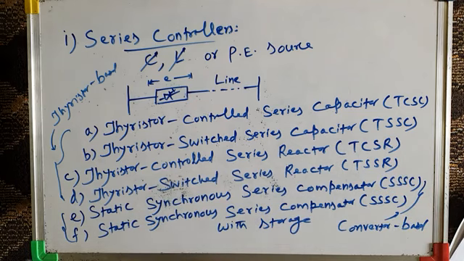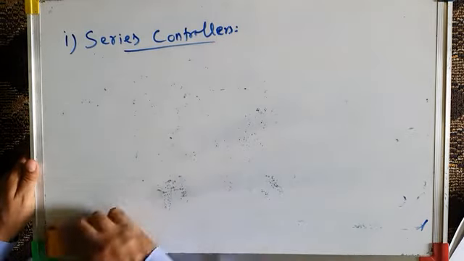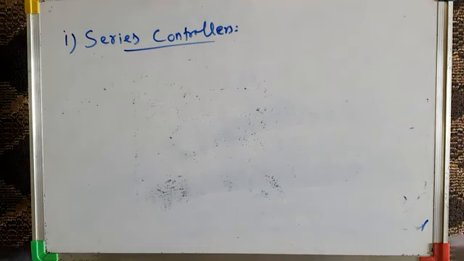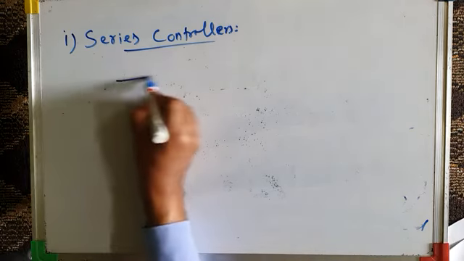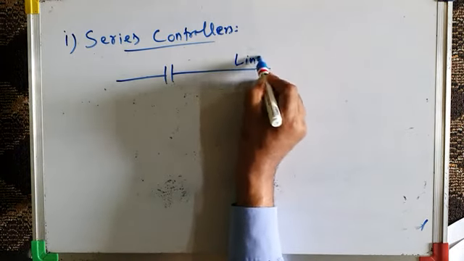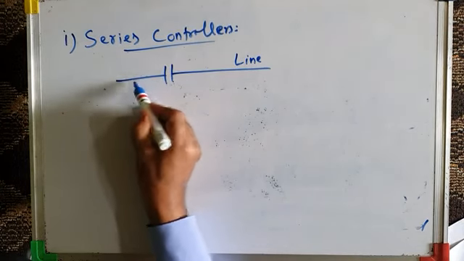I will show you the schematic diagram of all of these series FACTS controllers. Let me first share the schematic diagram of the thyristor controlled or thyristor switched series capacitor. So I have a capacitance which is in series with the line. This is my long high voltage transmission line. I have a capacitor bank in series with the line.